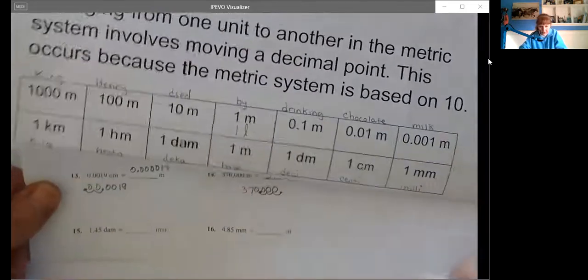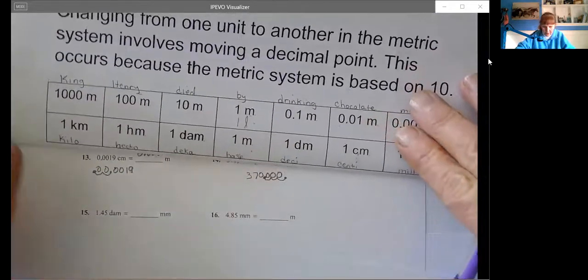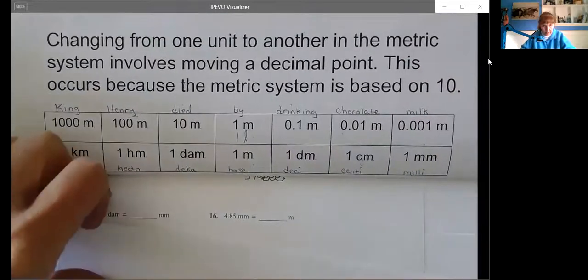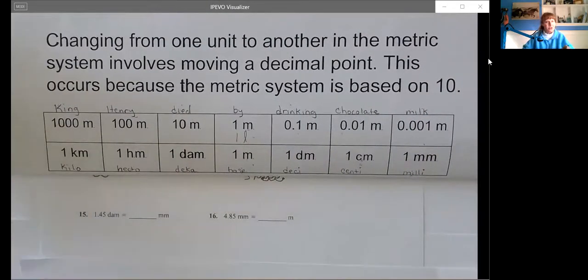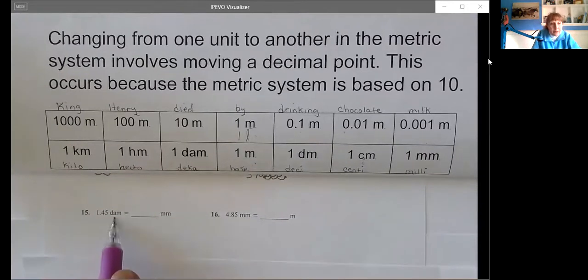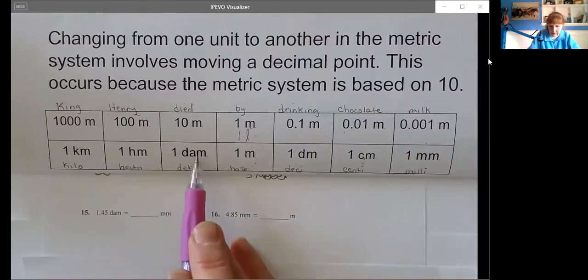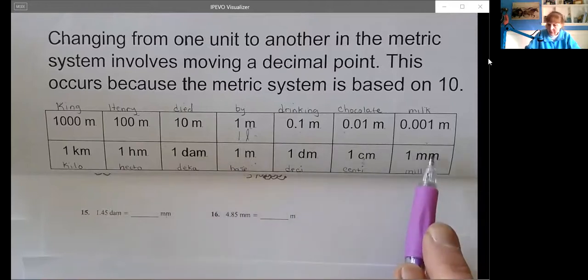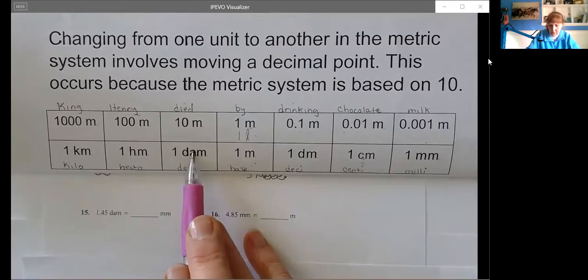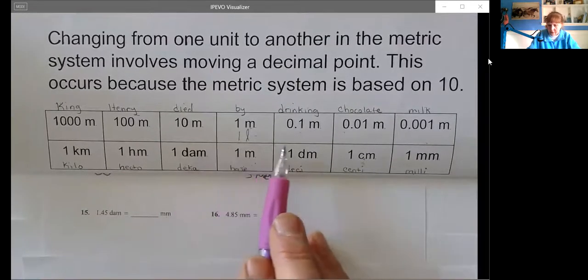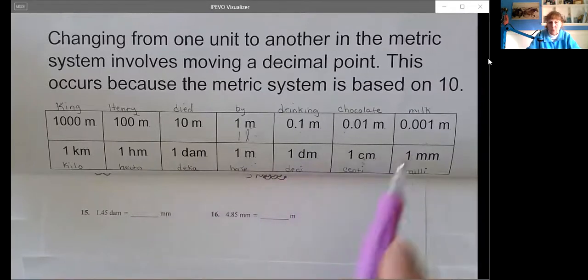I just want to make sure that you understand because it shouldn't be too difficult. It's just a matter of moving the decimal. That's why the metric system is so nice to work with. Here we have a decameter. DAM will be your decameter here. And we want to go to millimeters. So we're going to be here and we want to go clear over to here. So we're going to move it 1, 2, 3, 4 to the right.